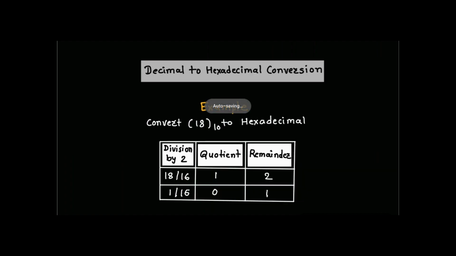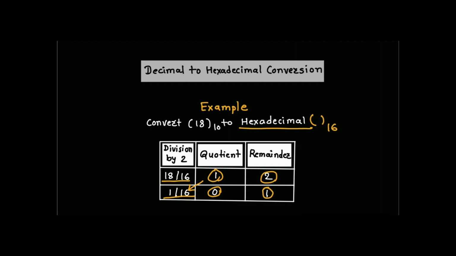Now we will see conversion of decimal number 18 to hexadecimal. So we follow our steps. First one is 18 divided by 16. We know that hexadecimal has base 16. Now we got a quotient 1 and remainder 2. Again 1 divided by 16, we got quotient 0 and remainder 1.